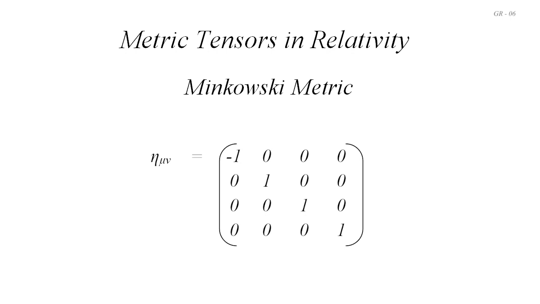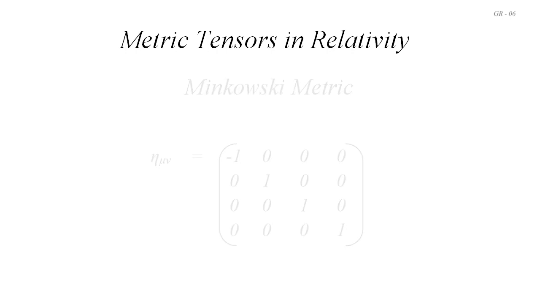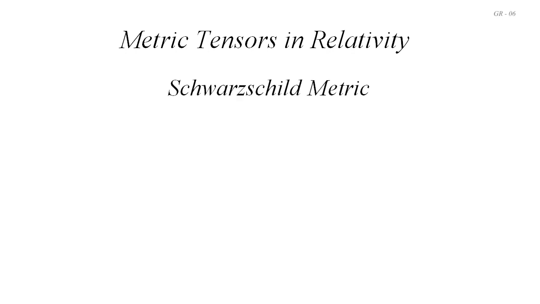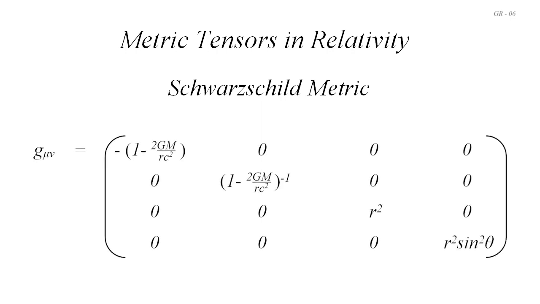On the other hand, once we get into general relativity and take into account accelerations and gravity, things become much more complicated. For example, for an uncharged, non-rotating black hole, one form of the Schwarzschild metric tensor can be written like this. Take a little time to look at this.